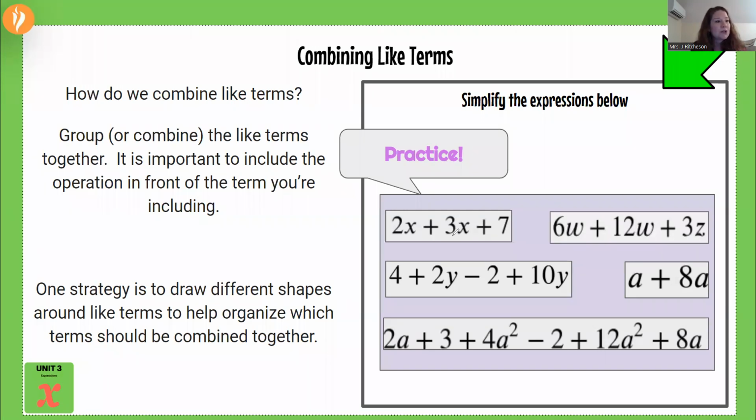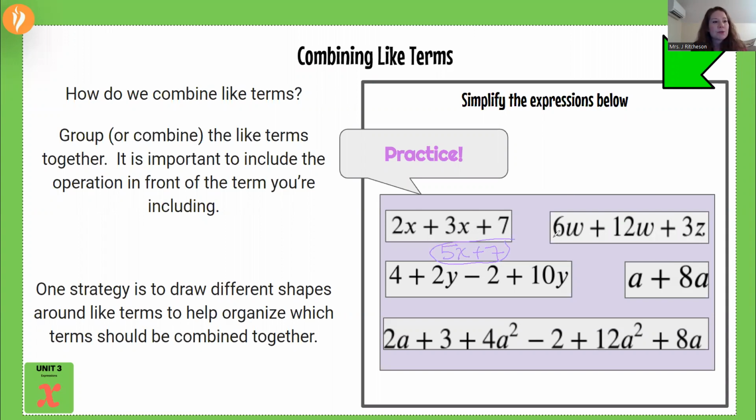All right, what did you guys get on the first one? 2x plus 3x plus 7. We're going to add 2x plus 3x, and we get 5x, and then positive 7 is part of our answer. All right, I don't like that color. Let's change. What about the next one?